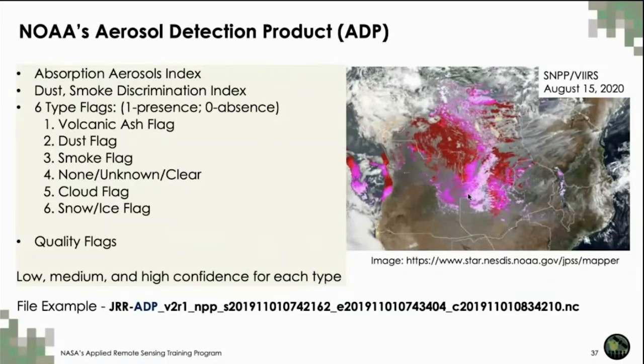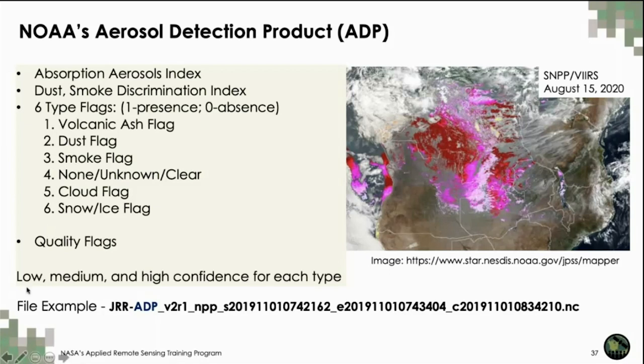So all this AAI, DSDI, and some of these detection flags are stored in a dataset called the aerosol detection product, and this is from the NOAA. The data is available through another website, which I will show you in a minute. It includes those aerosol indices. It also includes flags, which basically tell you whether it's dust or smoke or clear or cloud or snow or a volcanic ash plume.